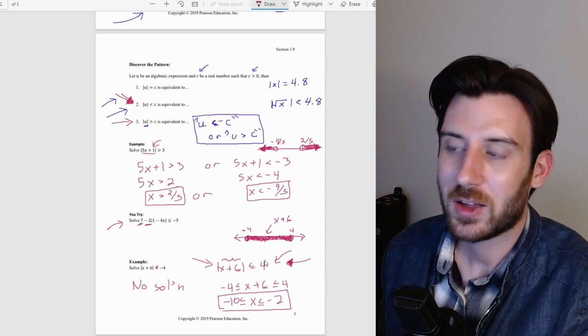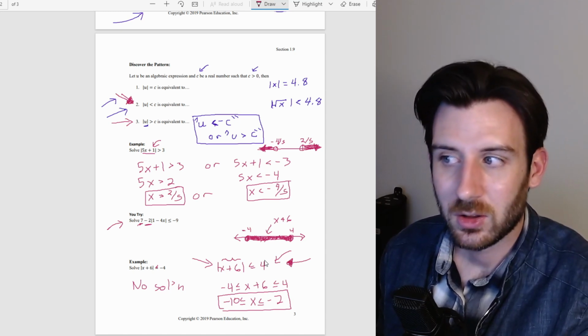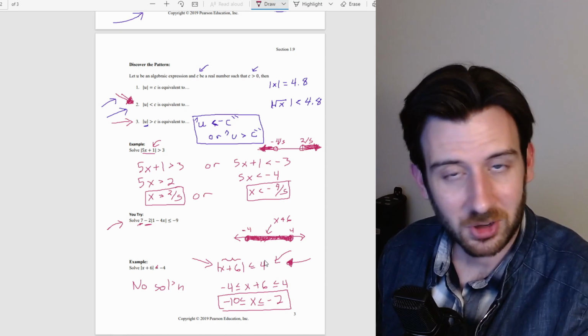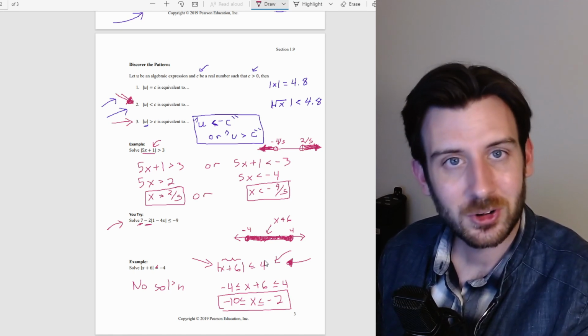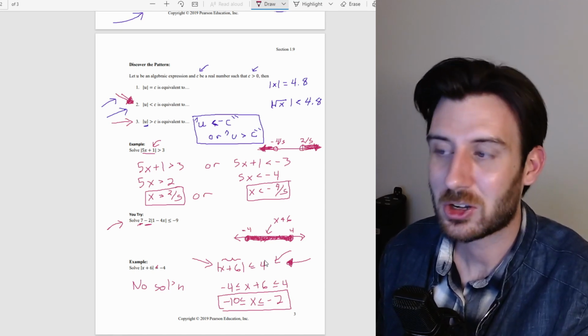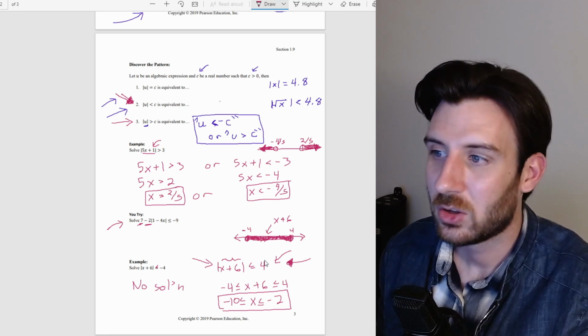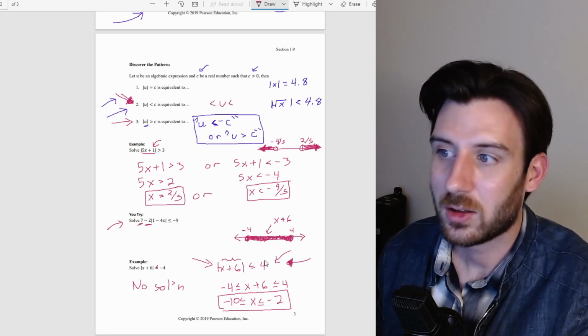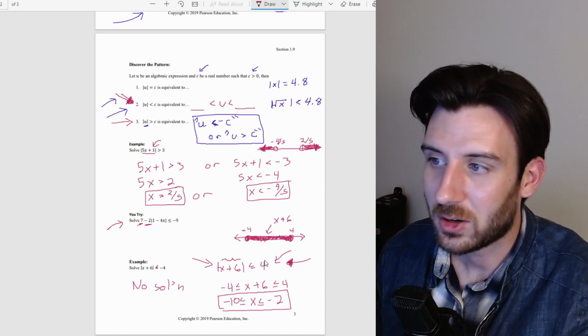When you have the absolute value of u less than c, what that means is that you're looking for all of the times when the u expression, whatever it is, is closer to 0 than at least c units. So you're going to want something along the lines of u is less than and greater than, and I'll allow you to kind of guess what it is that goes right here.